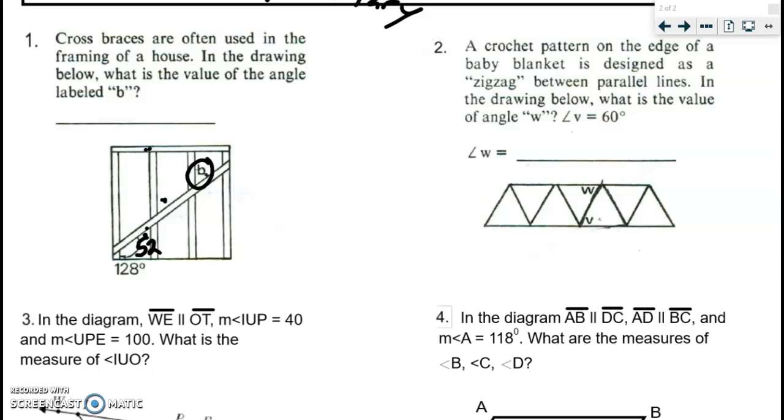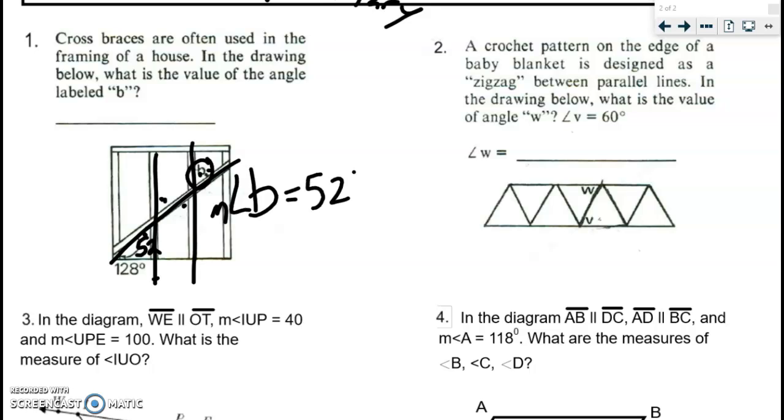Yes, 52 degrees. Then we have verticals. Then we have opposite interiors. Then we have verticals again. Or we have corresponding, like that. Or we have opposite exterior. So B, the measure of angle B, must be equal to 52 degrees.